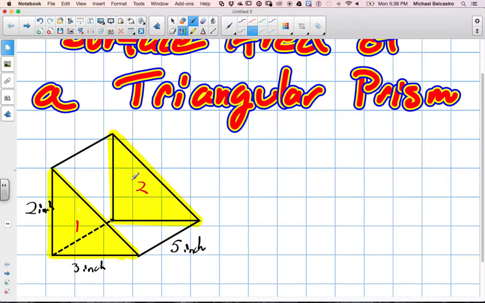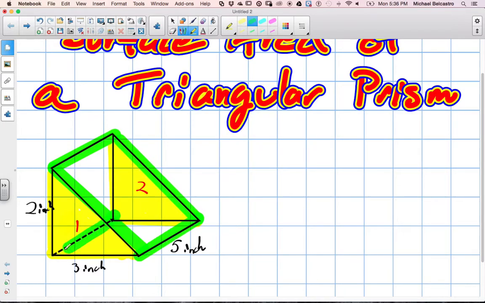Because there are 3 sides to the triangle, we're going to have 3 rectangular faces. I'm just going to highlight their edges to see them. This is the one that looks like it's on top, there's one on the bottom, and then there's one at the back. So we have a total of 5 faces if we number them. This was number 1, 2, 3, 4, 5.